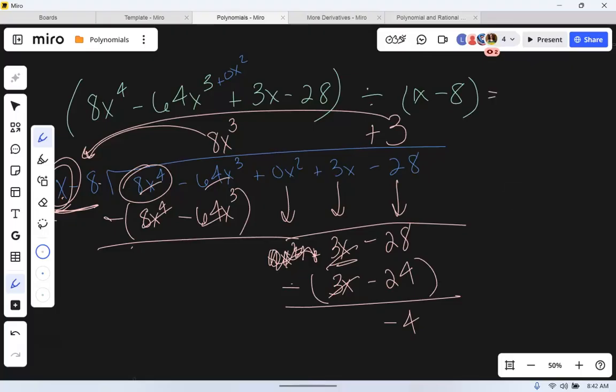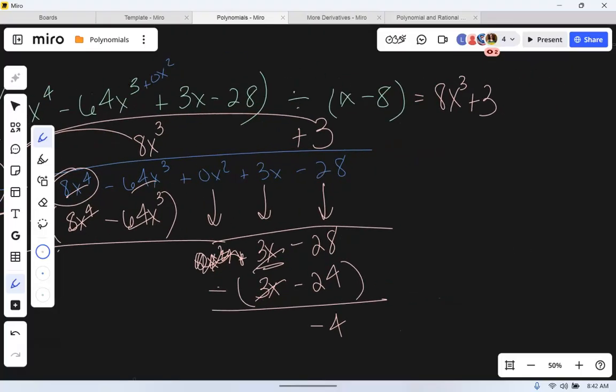So when I divide these, I get 8x cubed plus 3. And then I do remainder over. And you can do plus negative 4, or you can do minus 4 over x minus 8. What do you think about long division? Yes. So that's your answer. That is your answer.